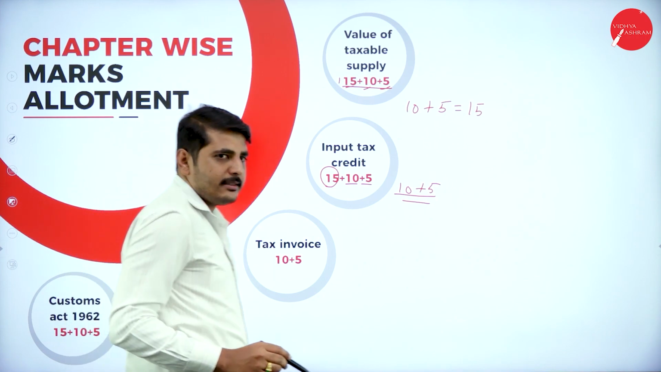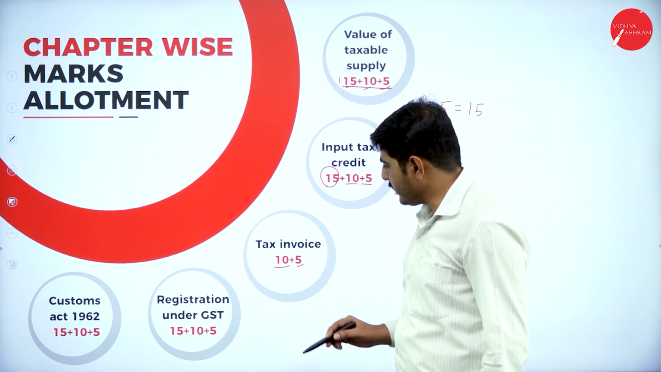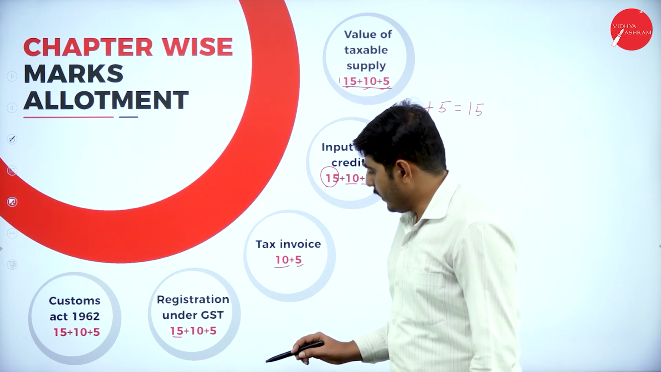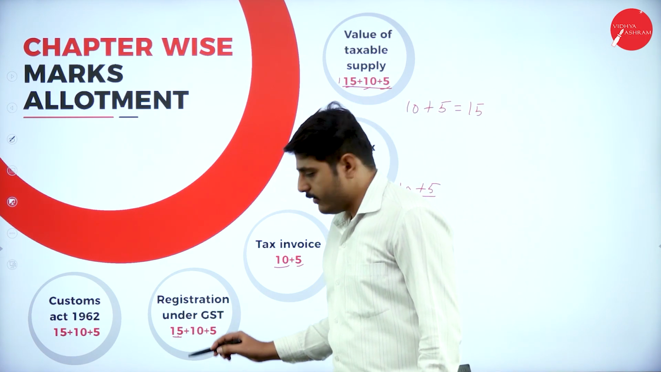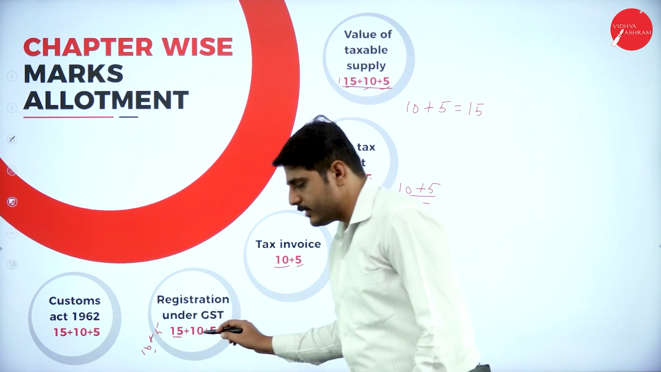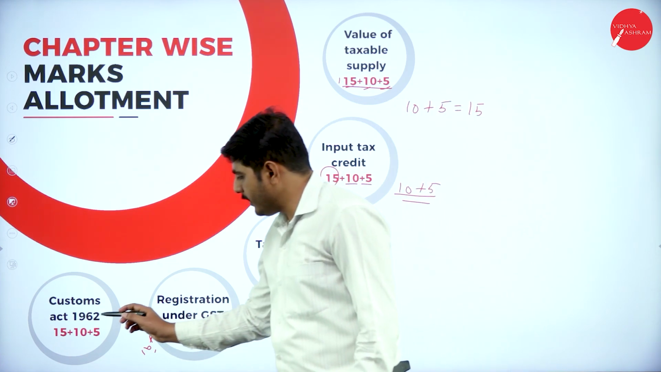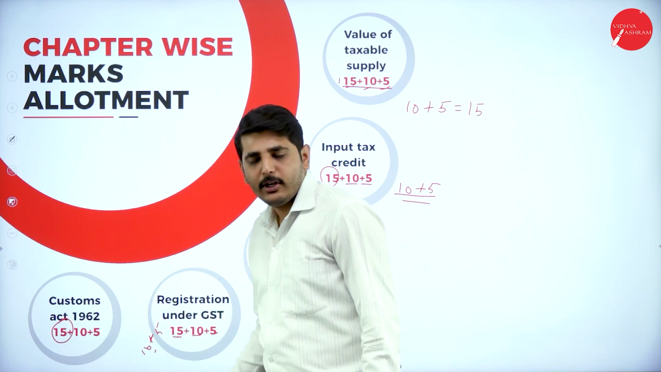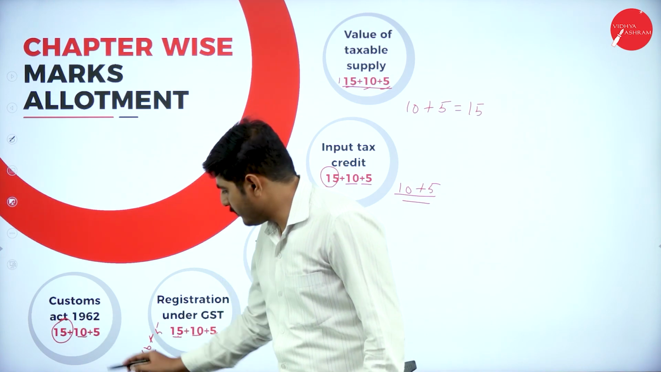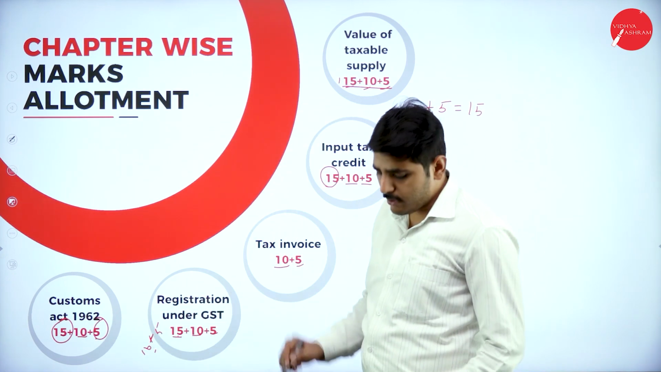Next one, tax invoice, this is theory oriented, so you will have a 10 marks question. Next one, for 5 marks you will have one theory. Registration under GST, this is also theory oriented, so a 15 marks question will be there. For example, they may ask a 10 marks question plus a 5 marks question, it will become 15 marks, and also a 10 marks question in part B, and in part C a 5 marks question also you will get. In custom duty, you will have a 15 marks problem only. Usually they will ask a 15 marks problem, and for theory a 10 marks theory and 5 marks theory. Sometimes calculation of custom duty, a 5 marks problem you will also get.